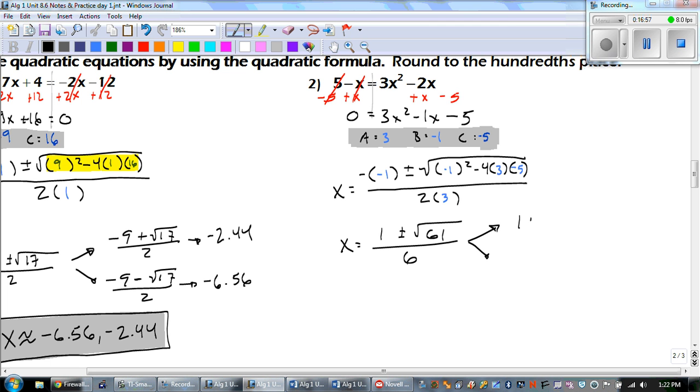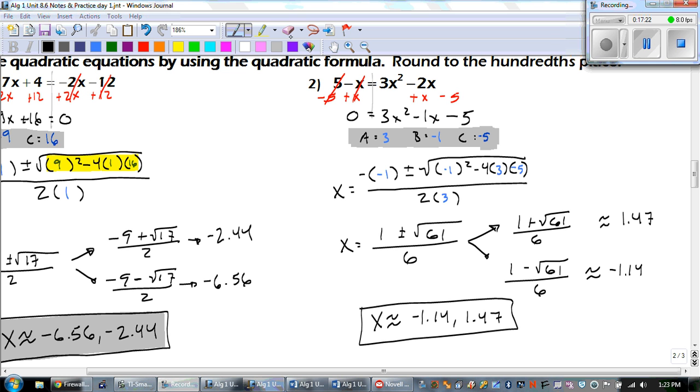Okay, so we get 1 plus the square root of 61 divided by 6, and 1 minus the square root of 61 divided by 6. So we're going to pause the video, and you guys are going to tell me what those answers are. Good luck. Okay, so you should have gotten -1.14 and 1.47.